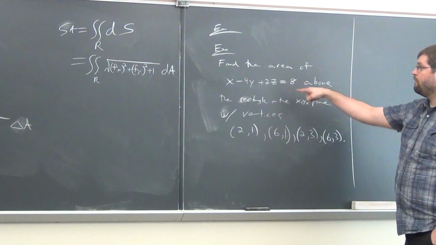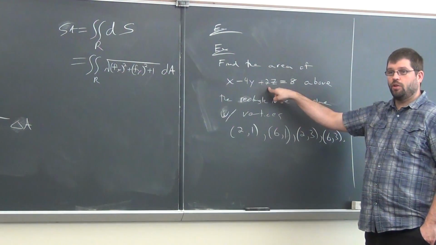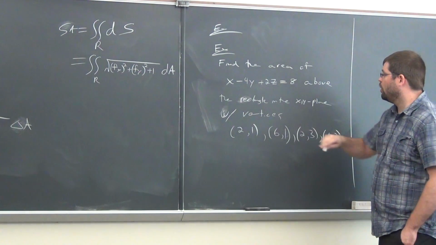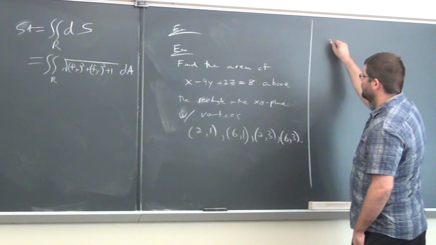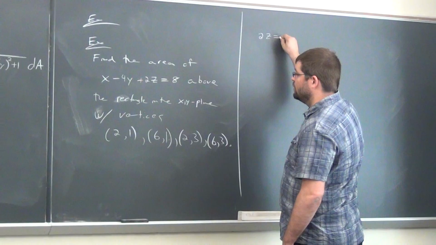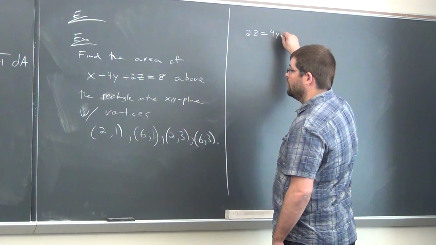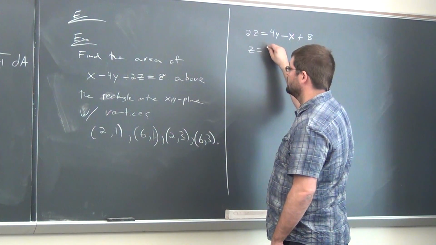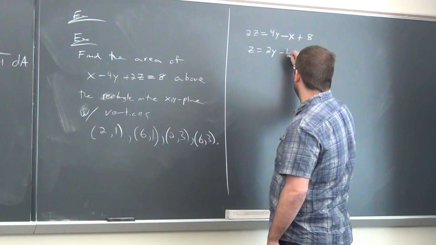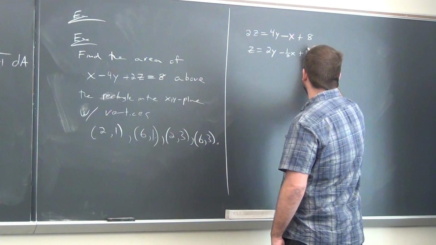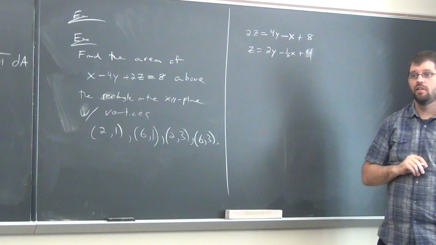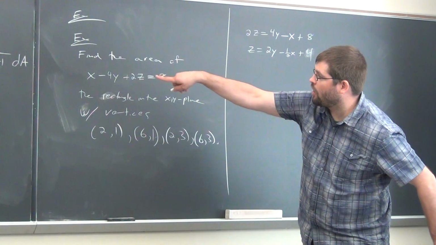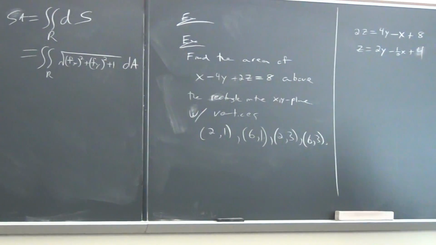My point is the function you're going to use here when you see a plane like this is, solve for the z first, okay? So we're going to go ahead and solve for z. And so I'll just do it slowly. 2z is what? 4y minus x plus 8. So z is 2y minus 1/2 x plus 4, right? So that'll be the function we use. So that's going to behave as our f over here in this formula.